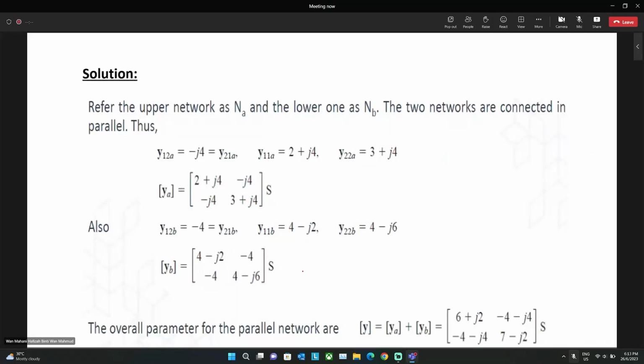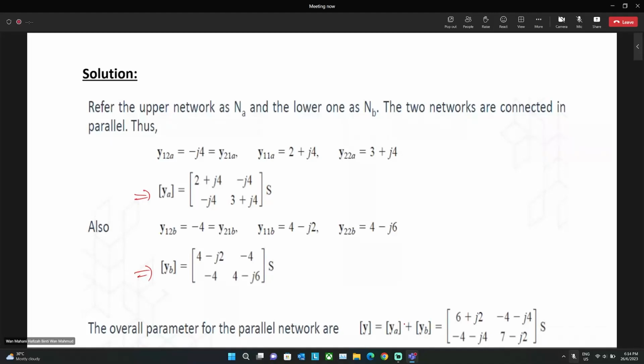So ini adalah dia punya Y parameter untuk upper port. Ini Y parameter untuk lower port. And then what you have to do is just tambah dua-dua tu lah, alright, untuk dapatkan combination of two port parameters in parallel.